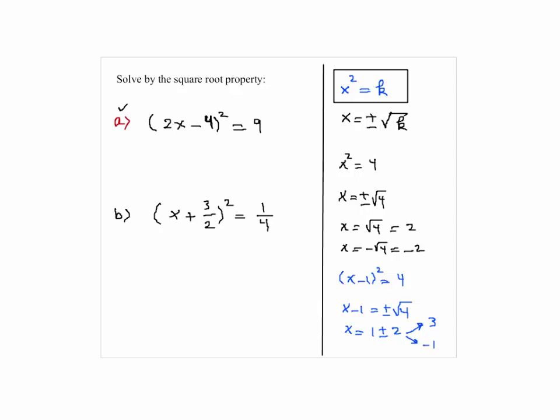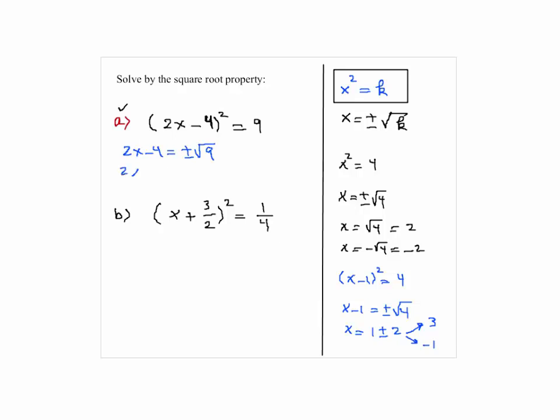So Danielle, can you tell me what would be your first step? We don't really have to expand 2x minus 4 here. We just take a square root of both sides. So you want to try again? So it would be 2x minus 4 equals plus or minus the square root of 9. Very good. That's exactly what we do. We take a square root of both sides and put the plus and minus on the right hand side.